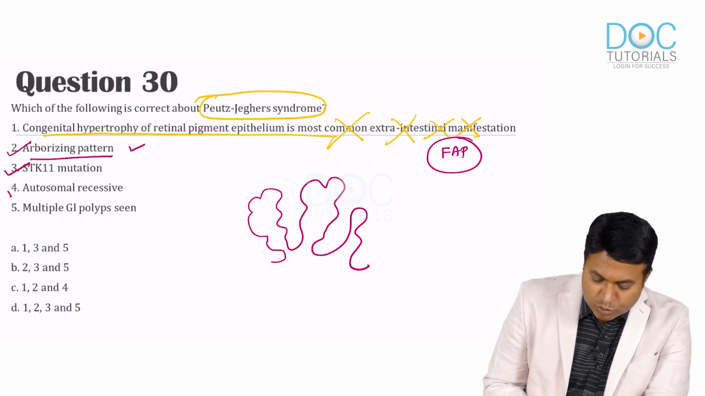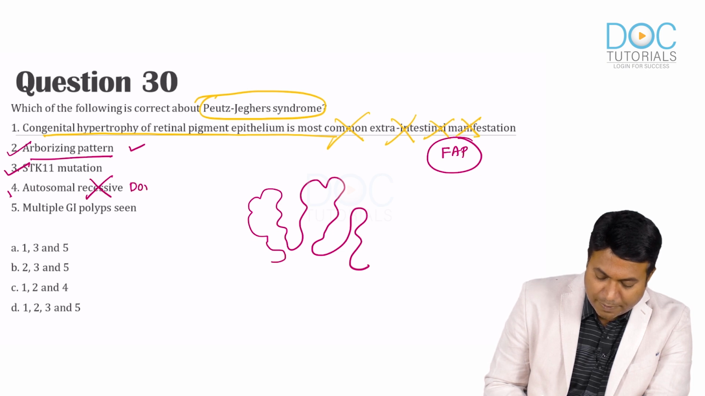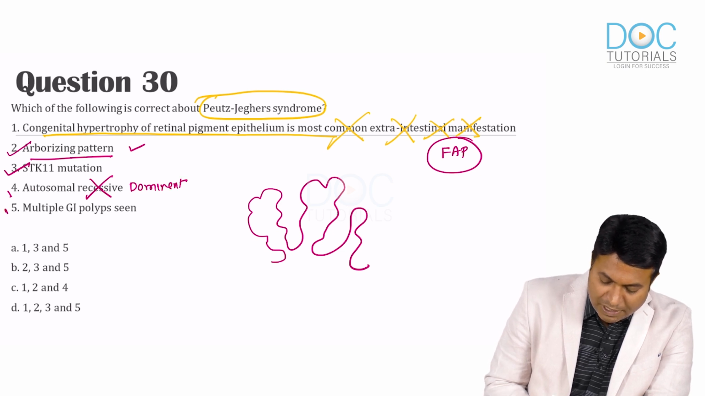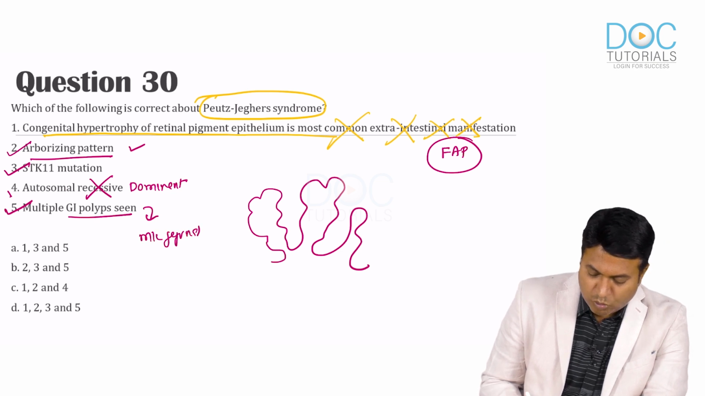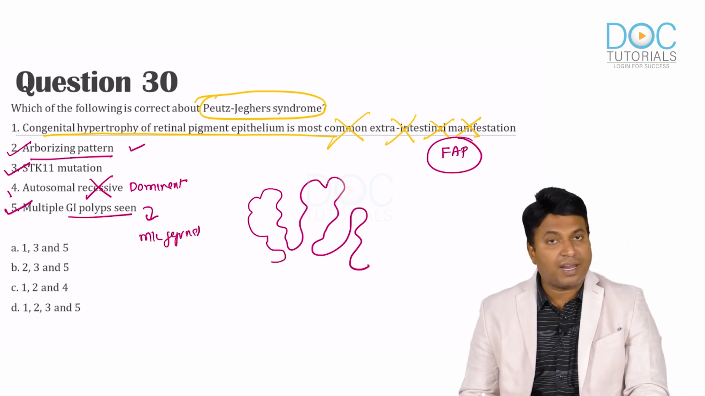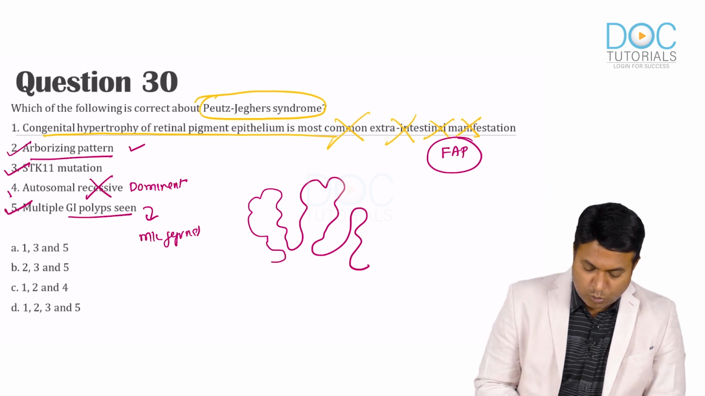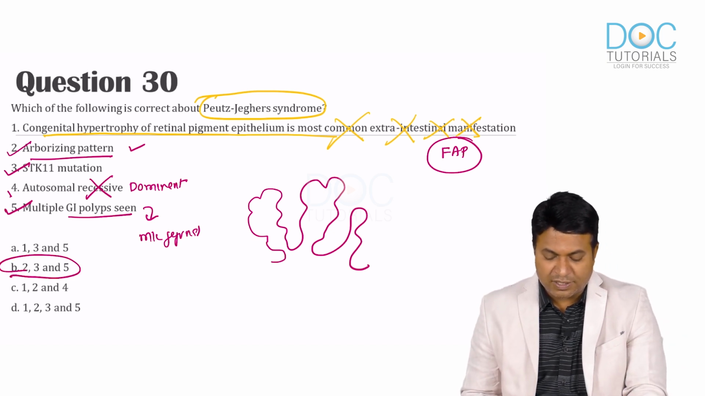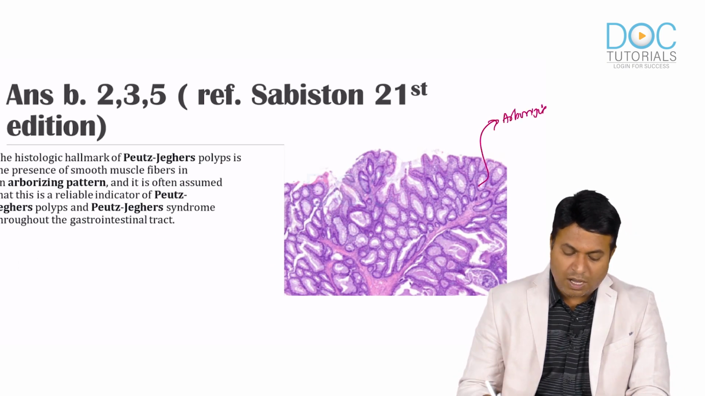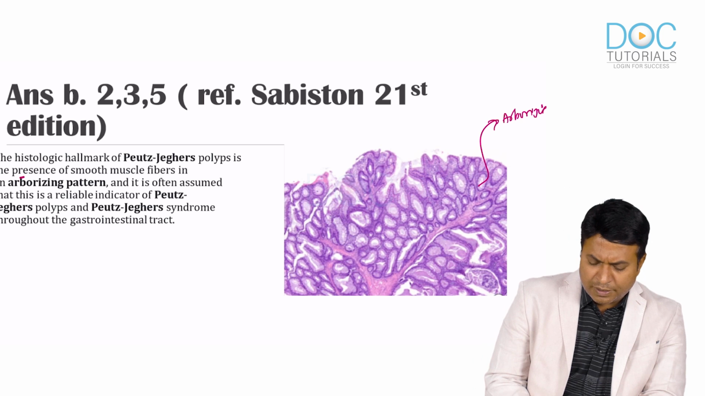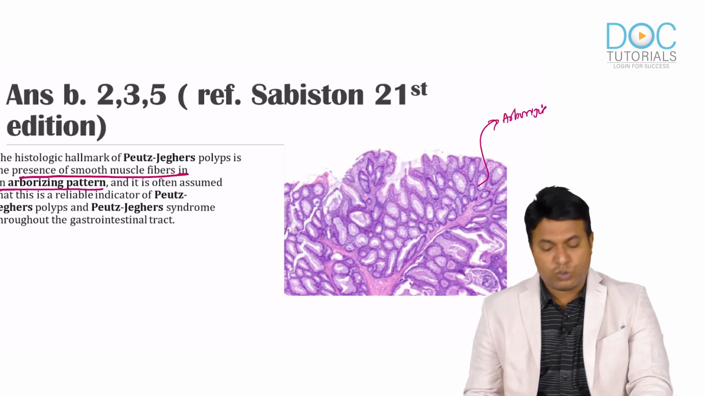STK11 mutation. Autosomal recessive is wrong. It is dominant. There will be multiple GI polyps seen, most common in jejunum. So most common in jejunum, otherwise it can be seen anywhere in the GIT. So the answer is 2, 3 and 5 are the correct answers for this. You can see the arborizing pattern like a tree. That is a hallmark is arborizing pattern. The smooth muscle fibers are arranged in an arborizing pattern. It is typical of Peutz-Jeghers polyp.